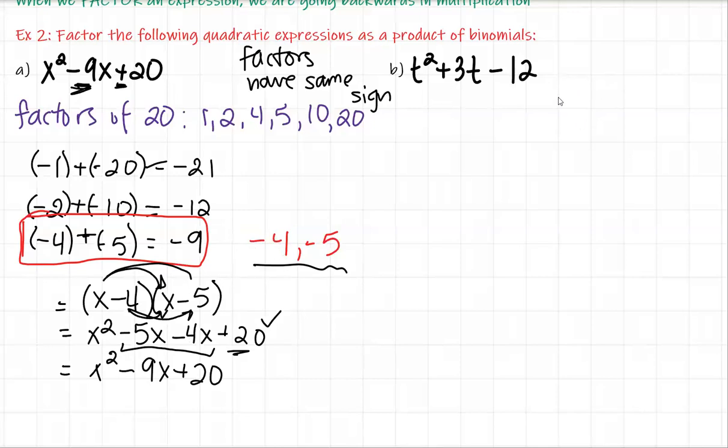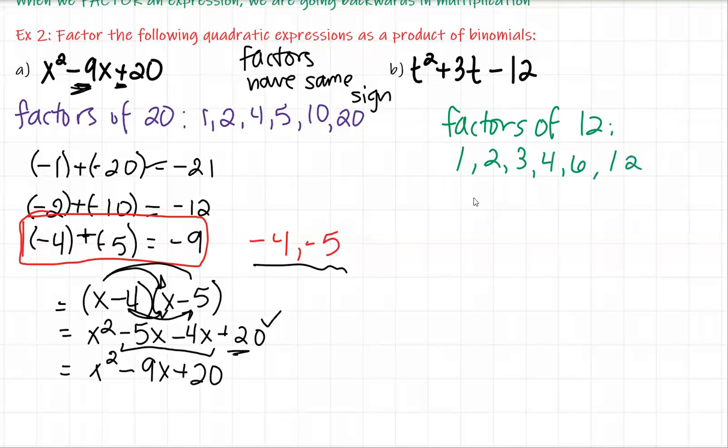Okay, let's try another example. So t squared plus 3t minus 12. All right, same idea. We want to find the factors of 12 first. We know it's 1, 2, 3, 4, 6, and 12. So our pairs are 1 and 12, 2 and 6, and 3 and 4.